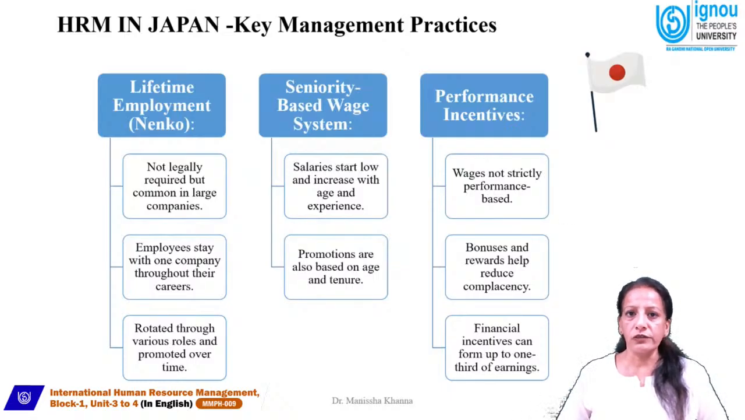Second is seniority, which is a wage-based system. Salaries start low and increase with age and experience. Promotions are also based on age and tenure. Performance incentives are another management practice, related to wages and salaries, but wages are not strictly performance based. Bonuses and rewards help reduce complacency. Financial incentives can form up to one third of the earnings.